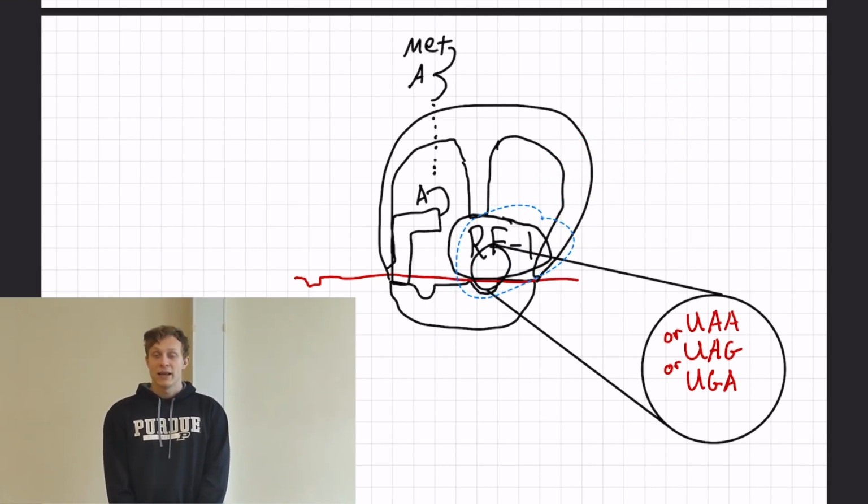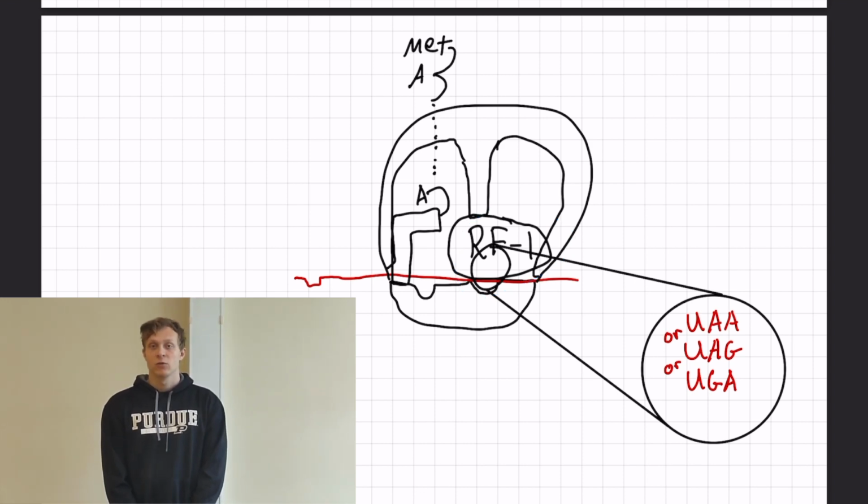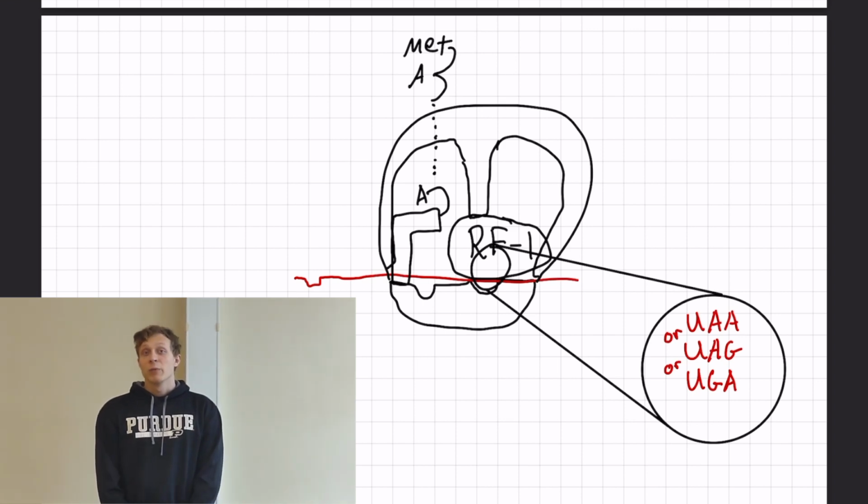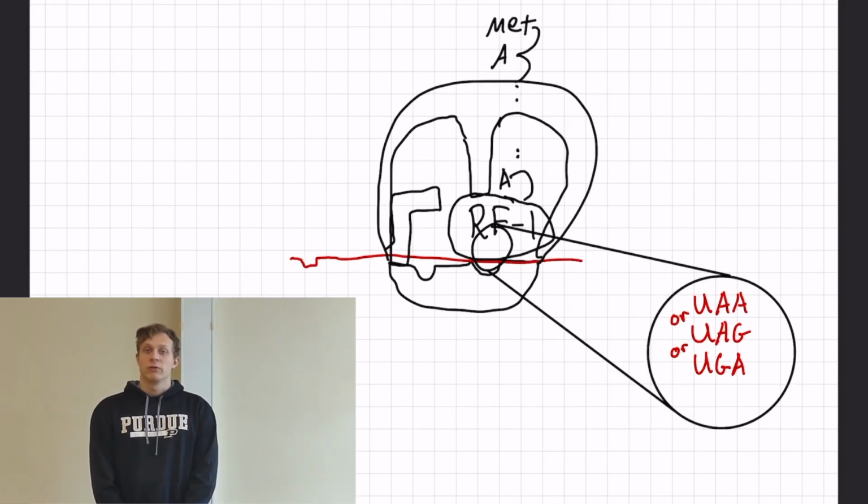RF1 or 2 binds to the A site and transfers the polypeptide chain to a water molecule, so the polypeptide can leave the ribosome. Then the polypeptide is processed and folded into a protein.